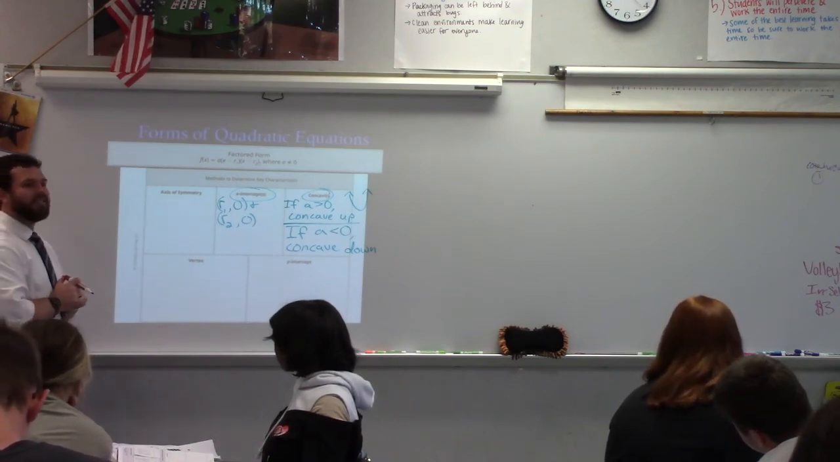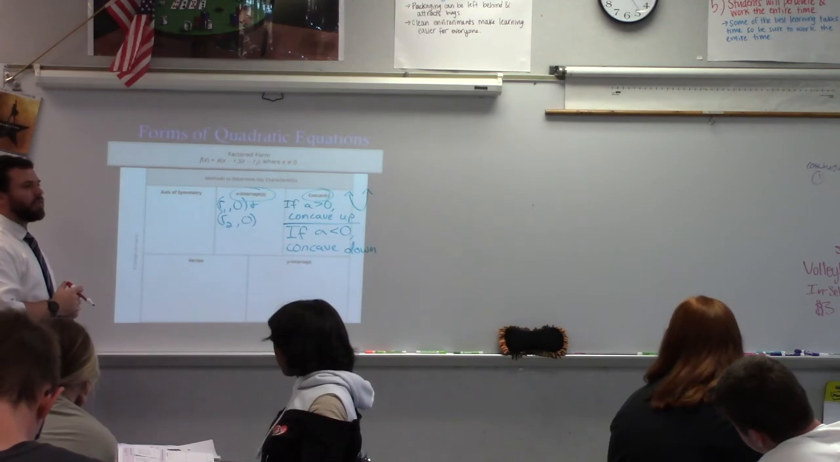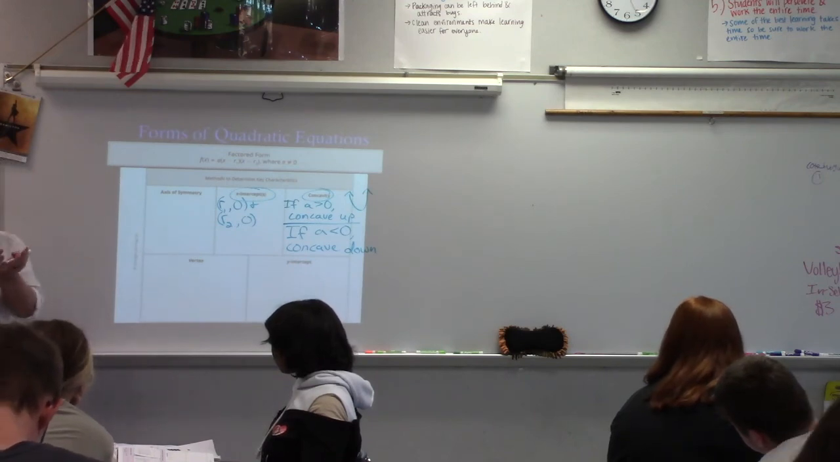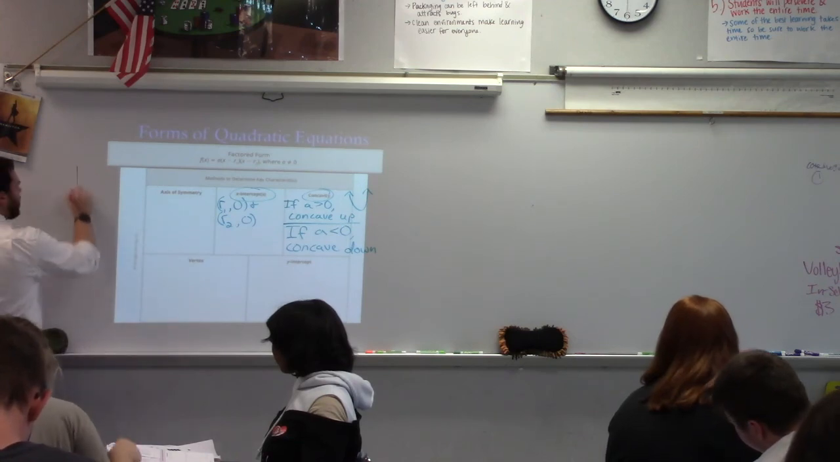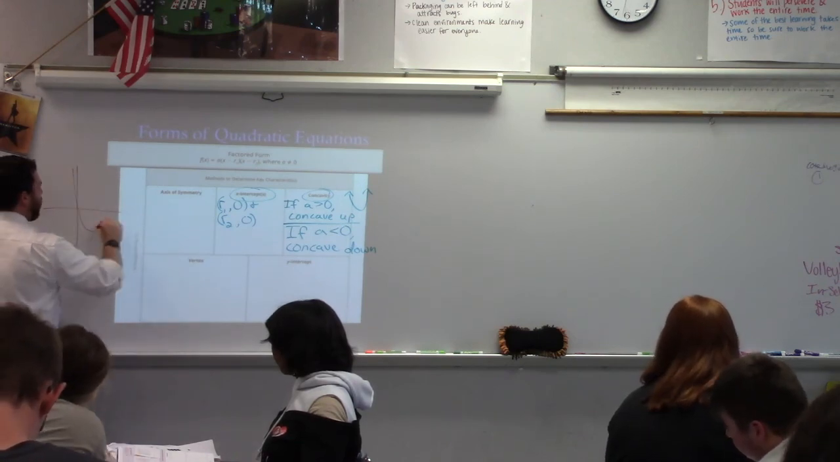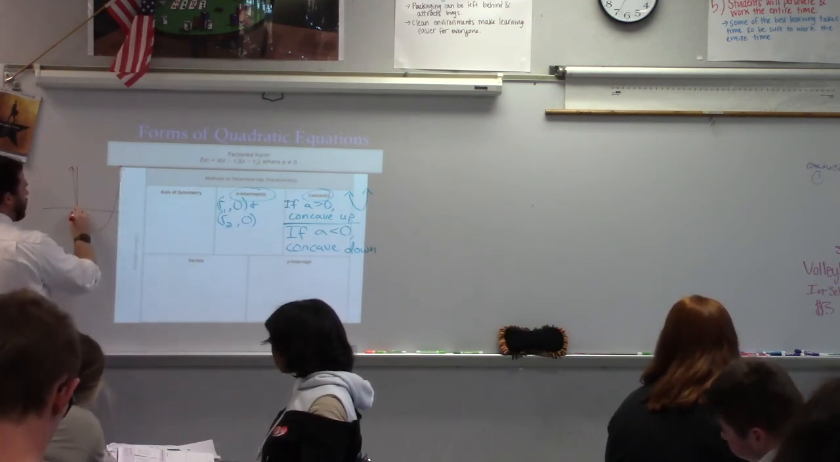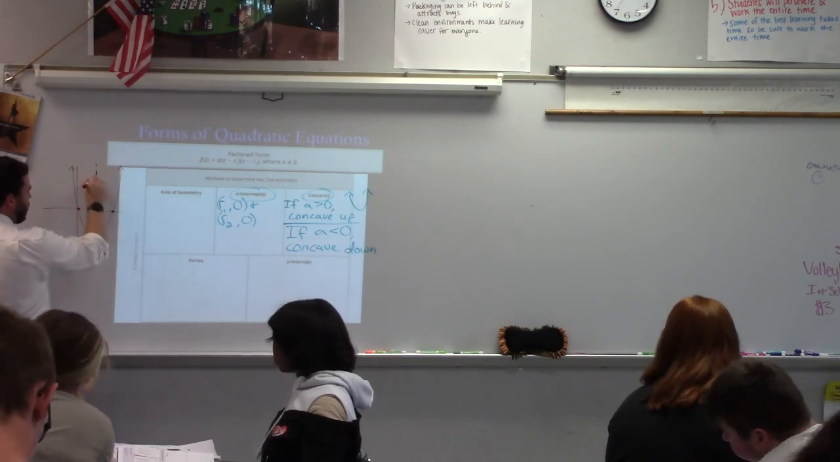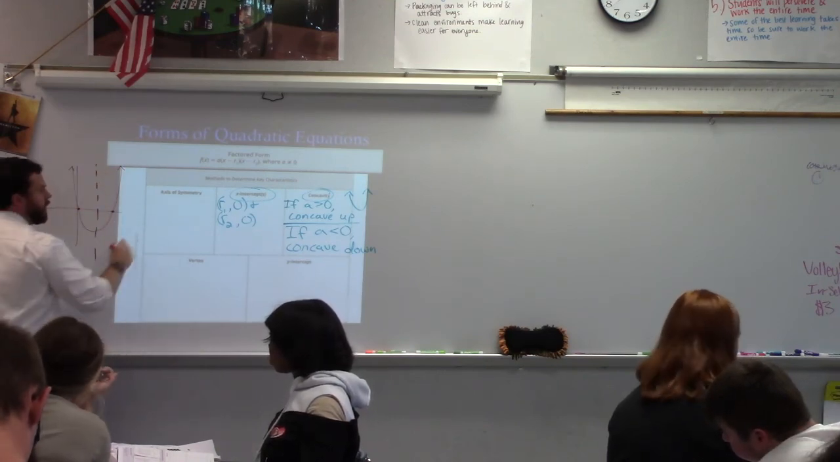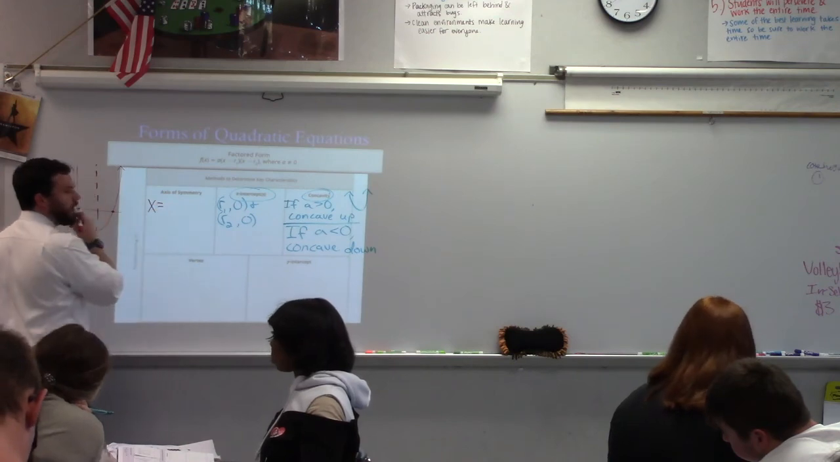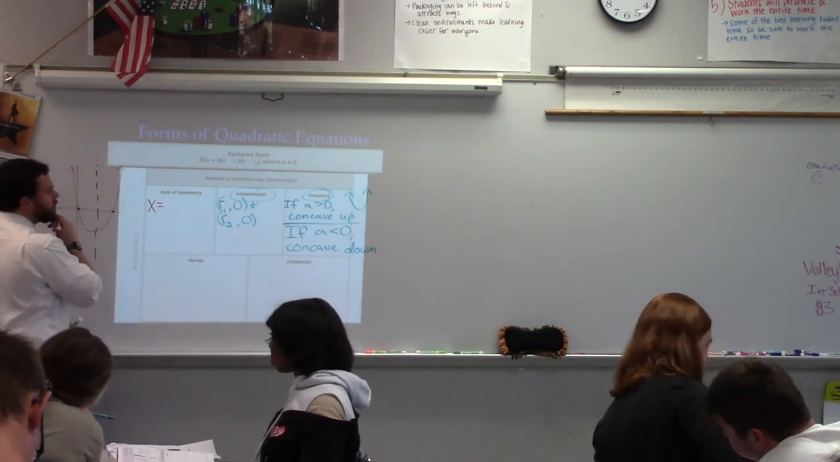Say again? The mean of the x-intercepts. Remember, the axis of symmetry is always right in the middle of those x-intercepts, or right in the middle of your roots. So boom, right in the middle. So x equals, how am I going to average those two roots?